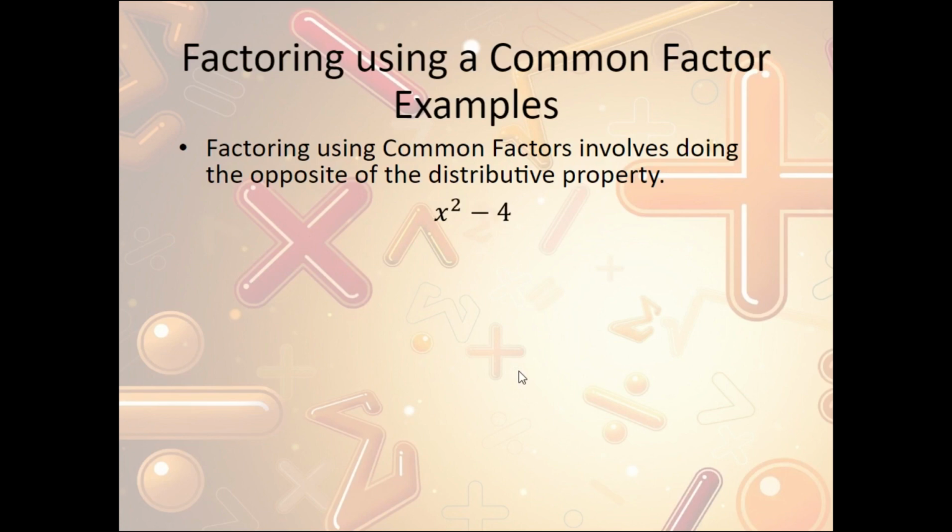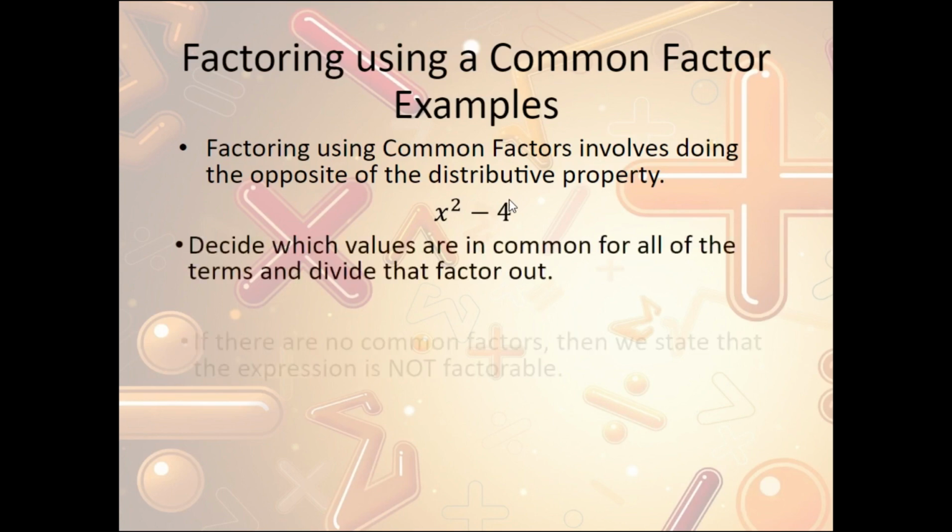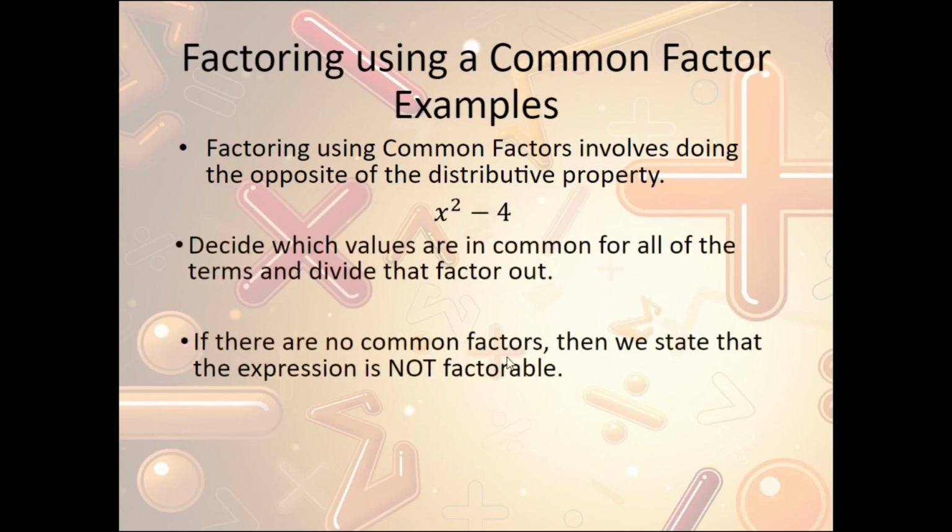Let's look at another example. We have x squared minus 4. So we're looking for something that's in common. Well, all we have is an x here, and all we have is a constant here. So there's nothing in common there, so there's nothing we can factor out. So it's not factorable, and we just leave it as it is. So this is its most factored form for now.